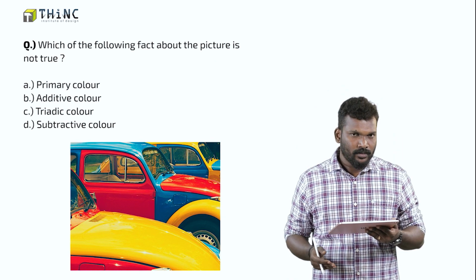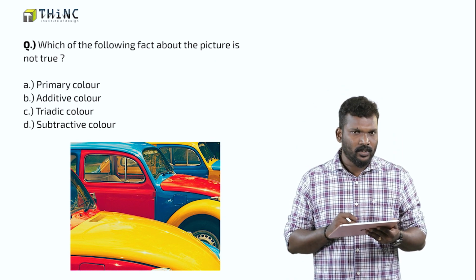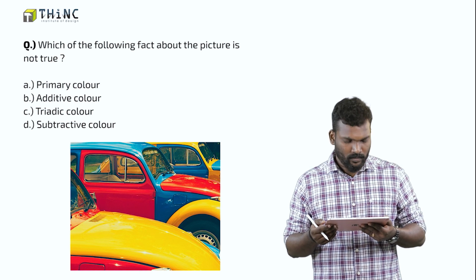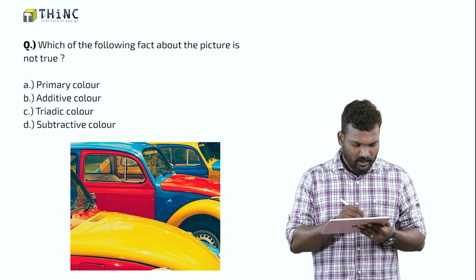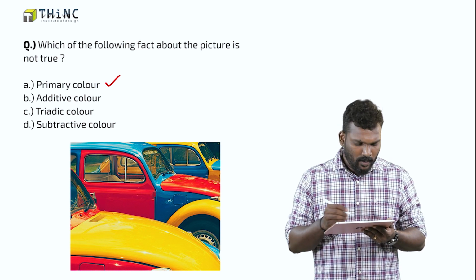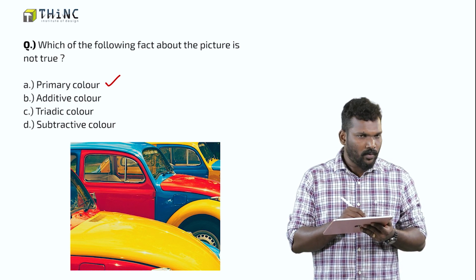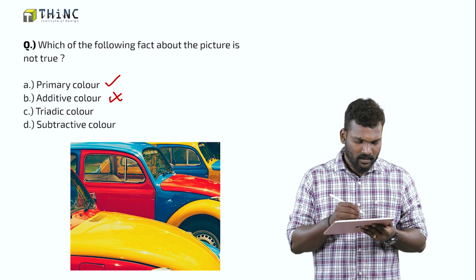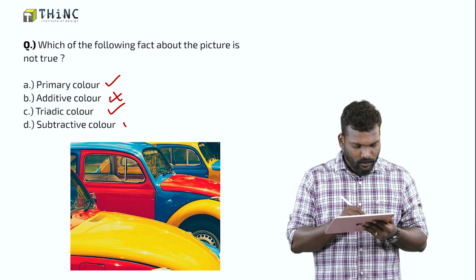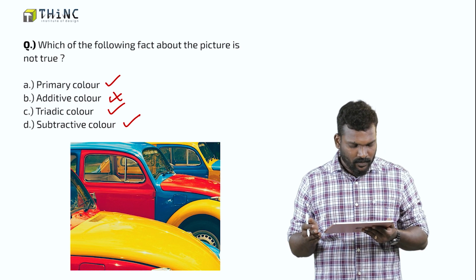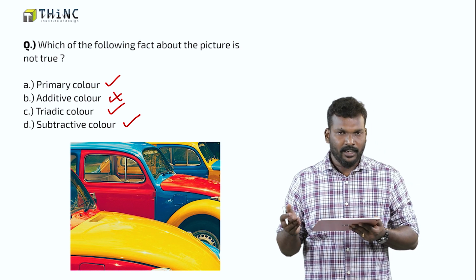So if you look close, you can see the colors are actually red, yellow and blue. So we simply know that RYB is a primary color, so that is correct. However, is it additive color? No, RYB is not additive color. Is it triadic? Yes, it is triadic and it's also subtractive. Hence the right answer for this is option number B, additive colors.